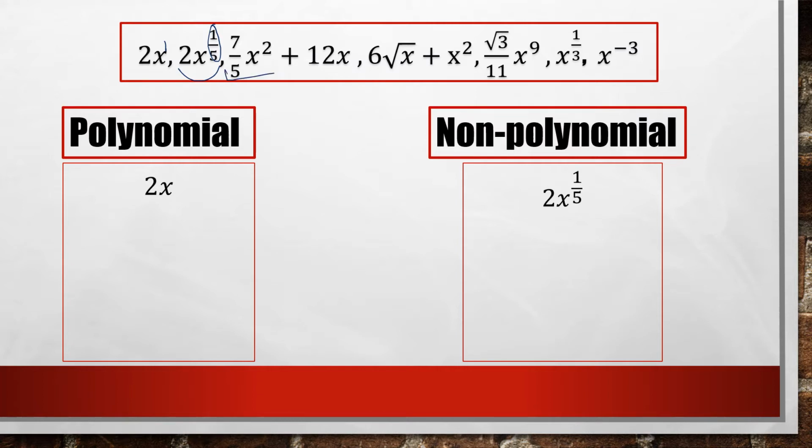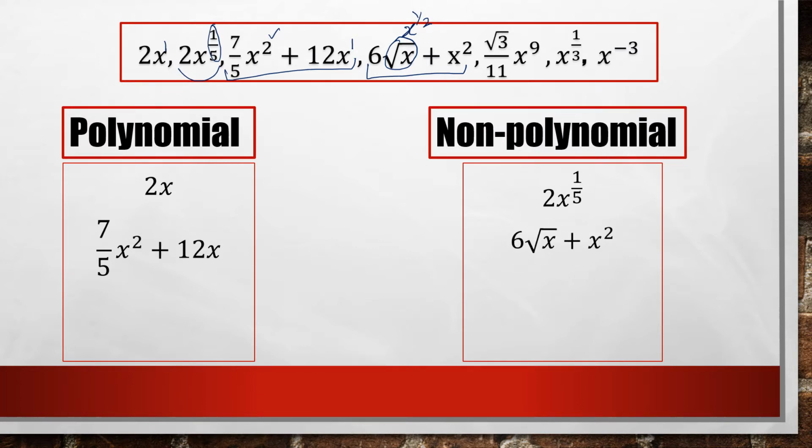Let's see the next example. It is 7/5 x² + 12x. Exponent on x is 2 here and here it is 1, and both these are whole numbers, so it will fall under polynomial. Now the next example, this is 6√x + x². This is the radical form. Let's express it in the exponential form. Now the exponent on the variable is 1/2 and 1/2 is not a whole number, so it will fall under non-polynomial.